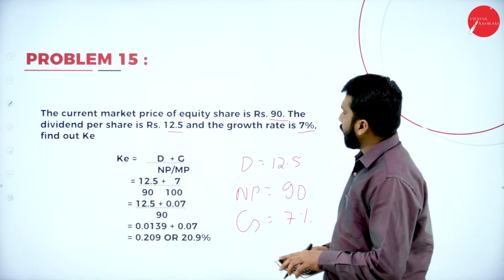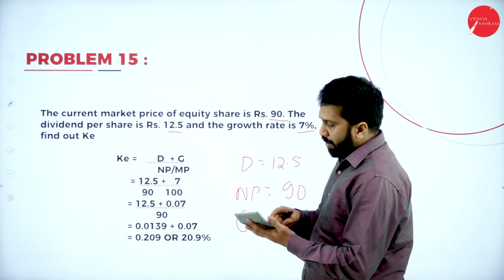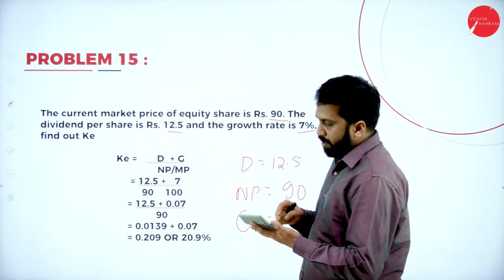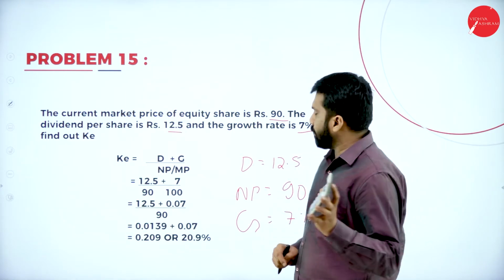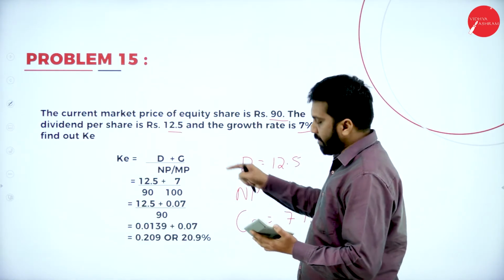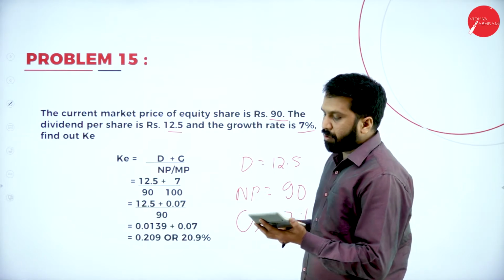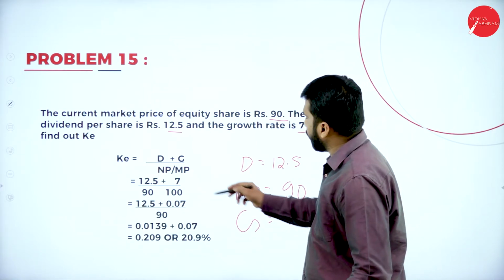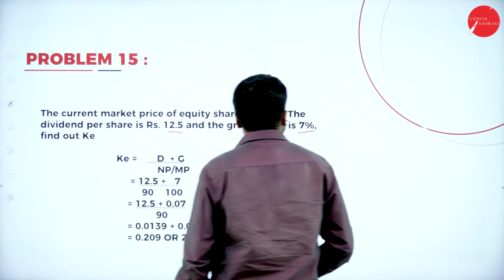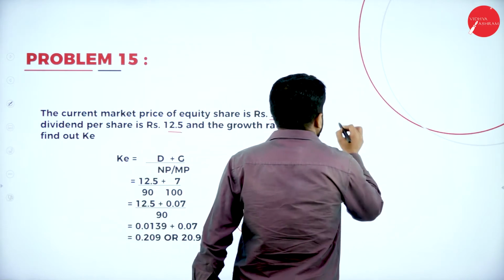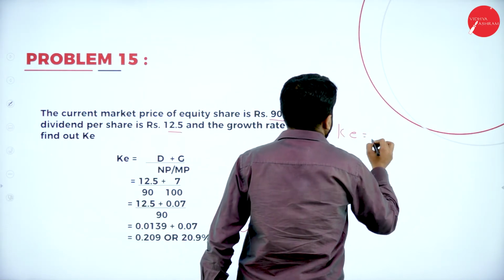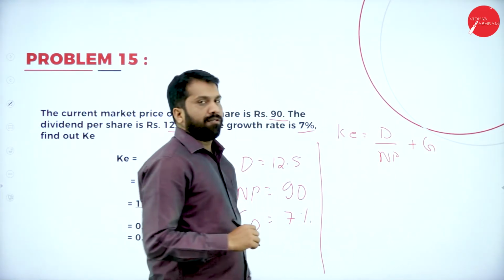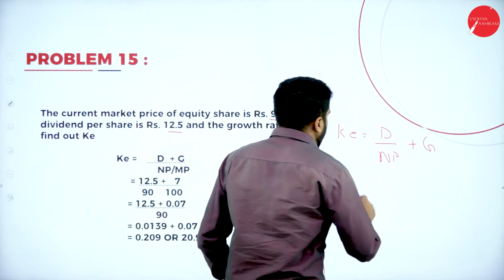How do we calculate this? I'll show this. Now, your 12.5 divided by 90. How much you will get? This will be around 13.88%. So, plus 7%. It will be 20.88 or 20.9%. I'll show you the calculation if you have any confusions here. So, what is your formula? Cost of equity is equal to dividend divided by NP plus growth.